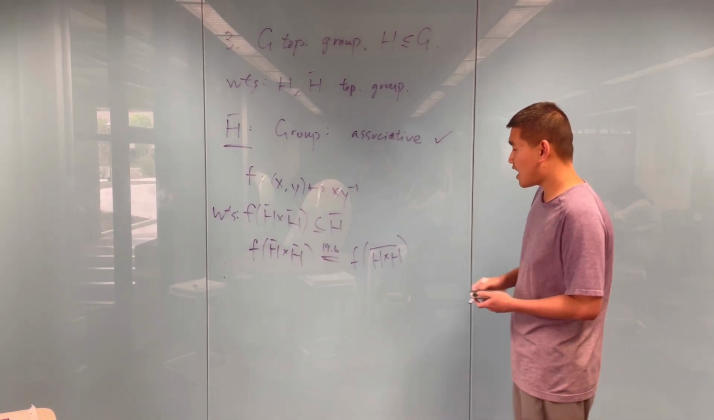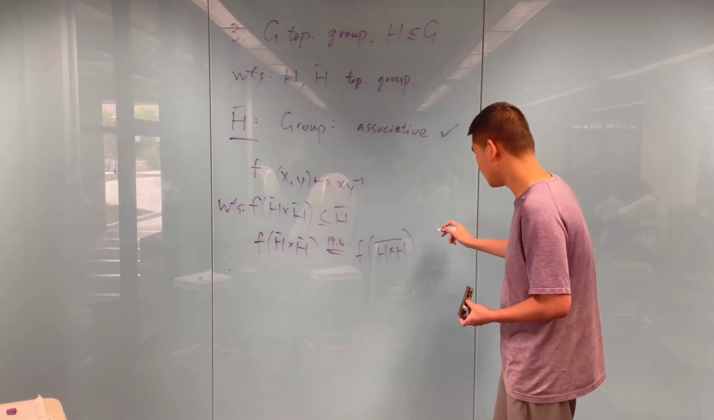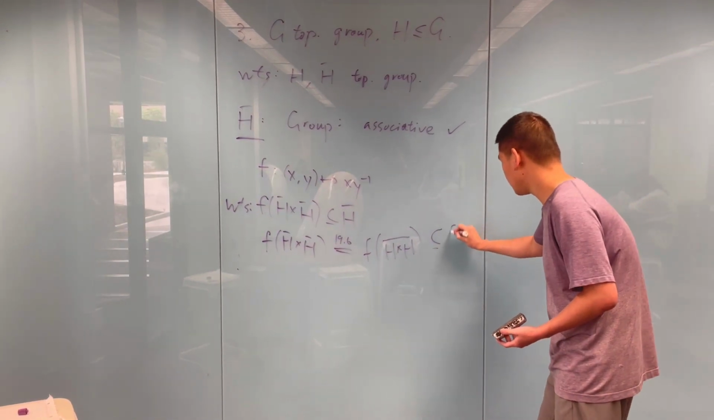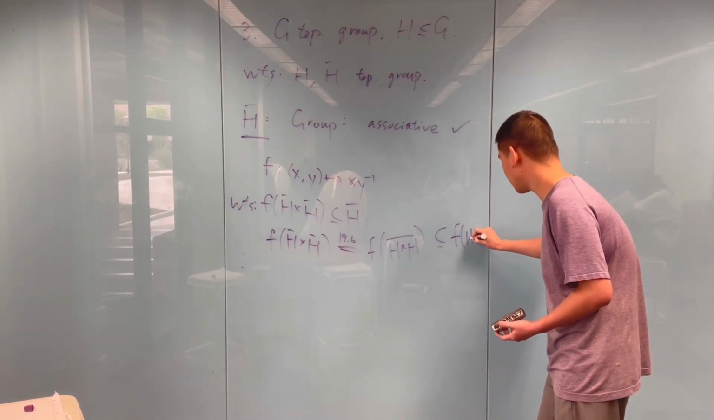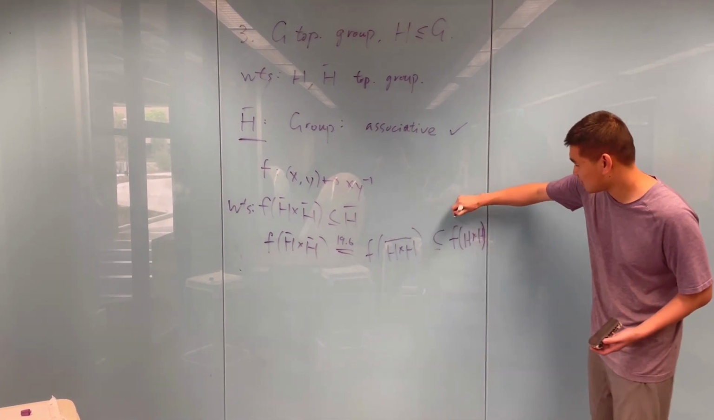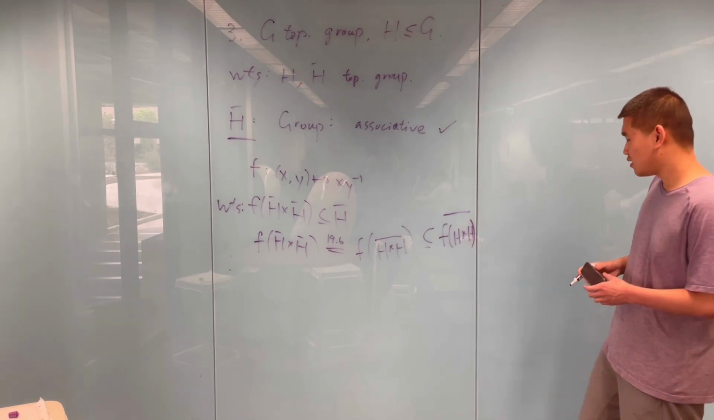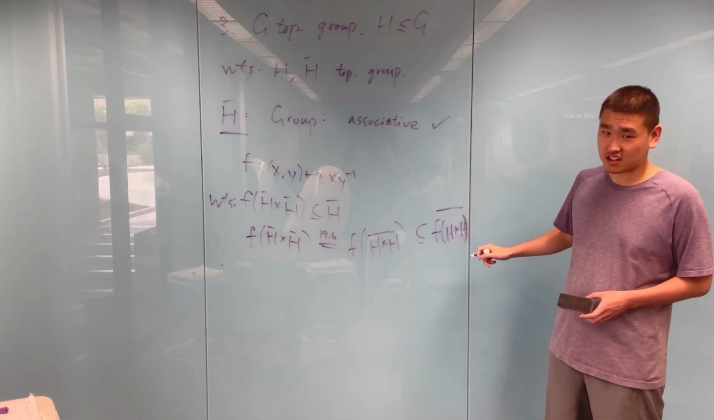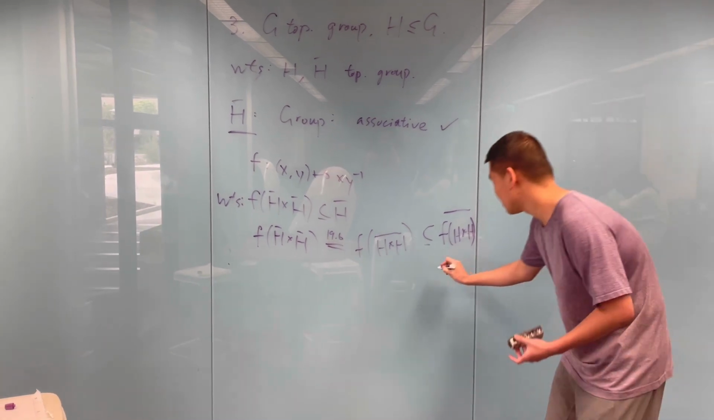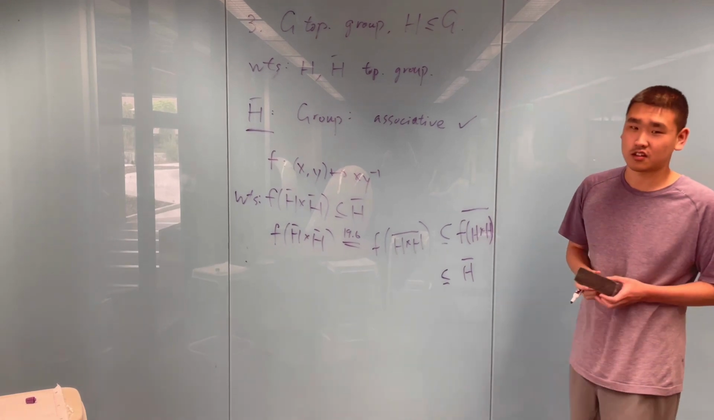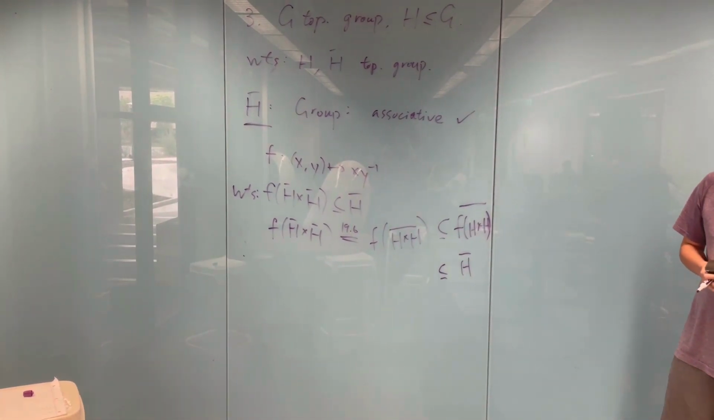And since we know that f is continuous in G, using one of the equivalent definitions of continuity, we know that f of the closure of anything is contained in the closure of f of that set. But since H is a group, we know that f acts on H cross H and gives something inside H. So this is a subset of the closure of H, which is what we want to show.